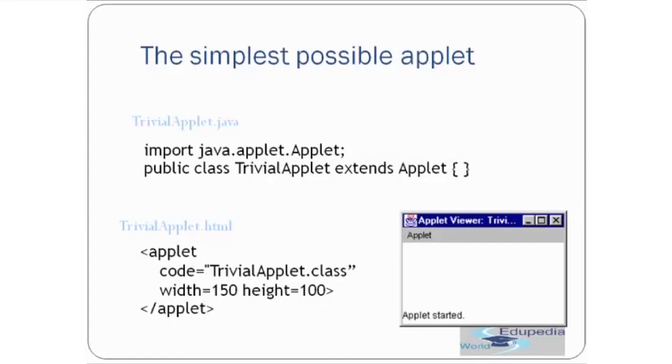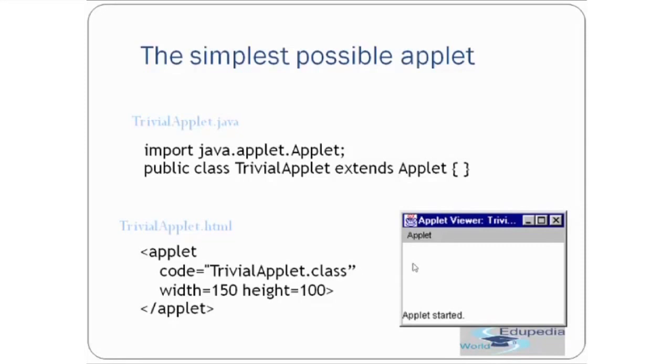You see in the applet tag we have mentioned the applet code. The code just contains the name of your class file, which will be a Java class file. So TrivialApplet.class is the class file. After that, we mention the width and height of the window that will be opened when we run our applet. So we have mentioned 150 and 100.